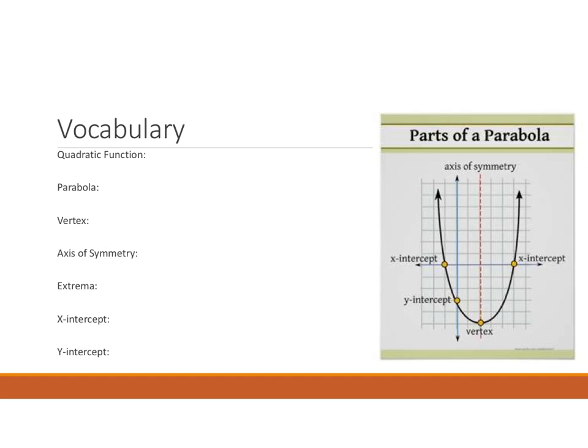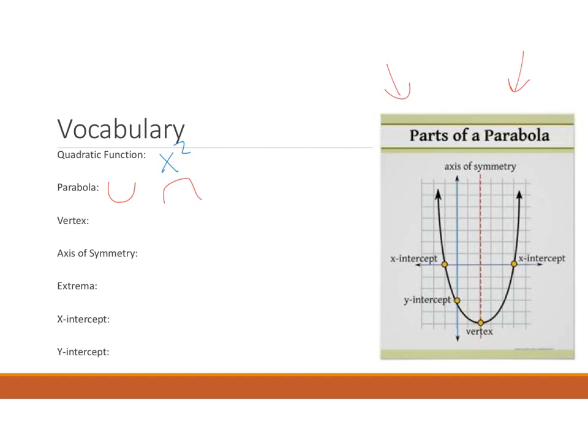Vocabulary: I highly encourage you to draw a quick sketch of this in your vocab notes. It'll help you remember all the parts. Pause the video and do so now. A quadratic function is a function that has a value of x squared in it. A parabola is the graph of a quadratic function. The graphs are going to be U-shaped. They can either be a U-shape going up or a U-shape going down.